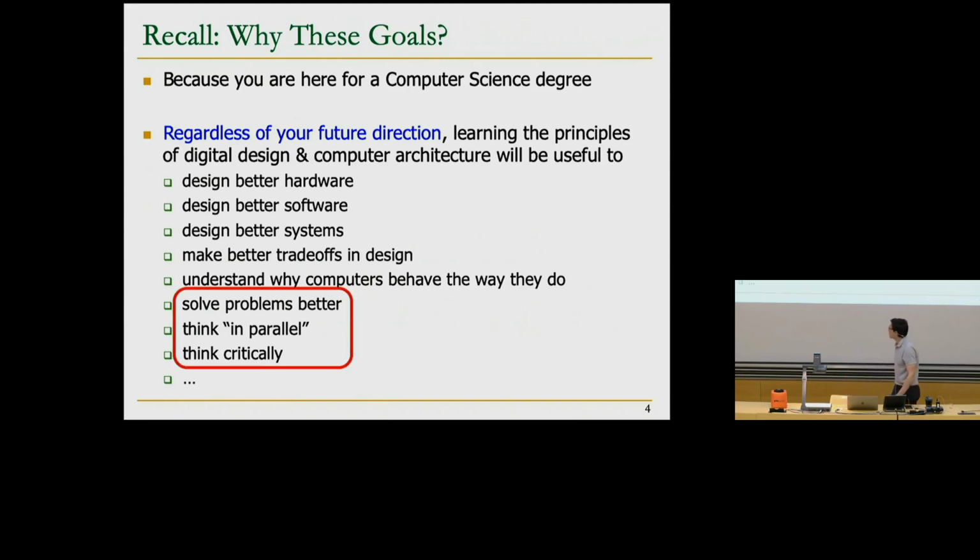But the most important things are these three, right? Which actually are even more general than the course. It's an engineering course. It's a computer science course. So one thing is that you have learned or are learning, not only in this course, also in other courses, but here it's something that Professor Mutlu really had in mind when he designed the course. He wanted you to learn how to solve problems better and also think in parallel.